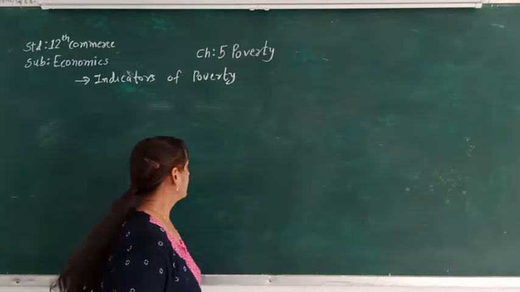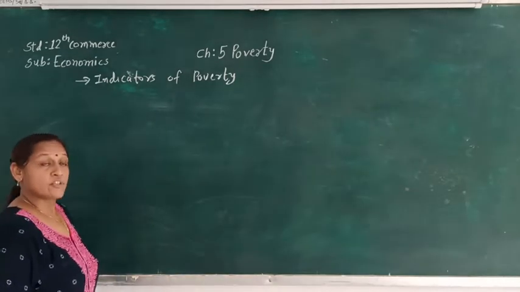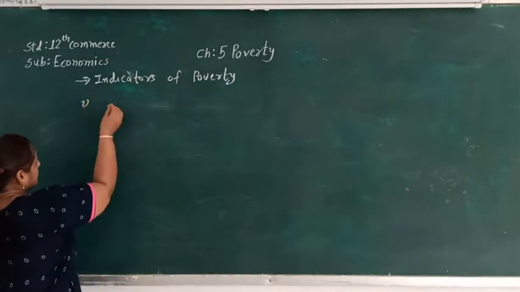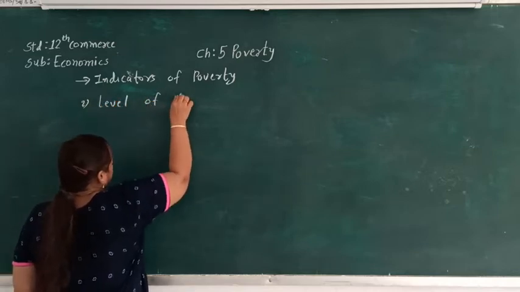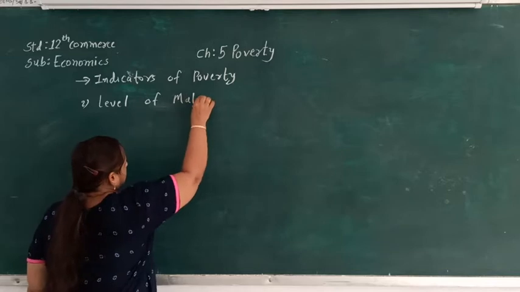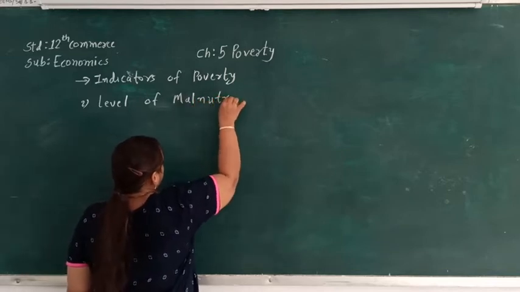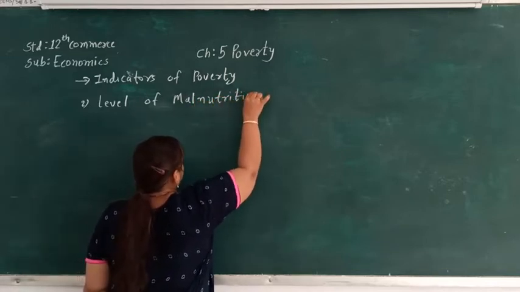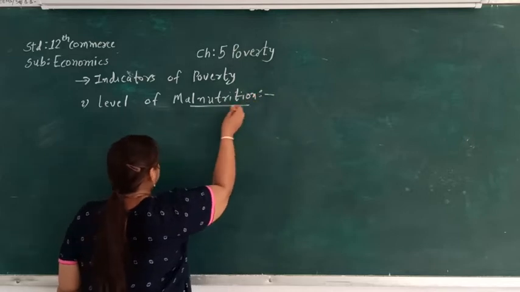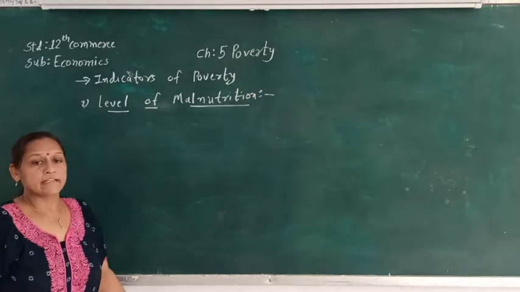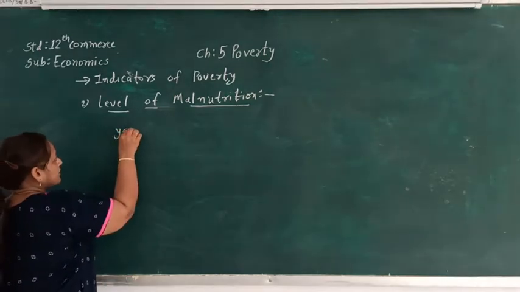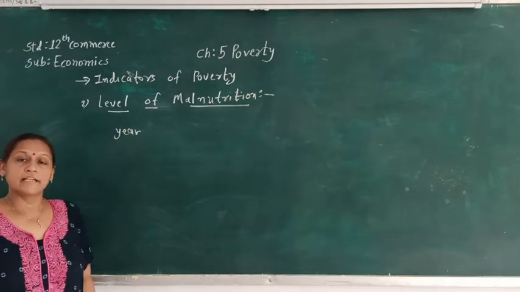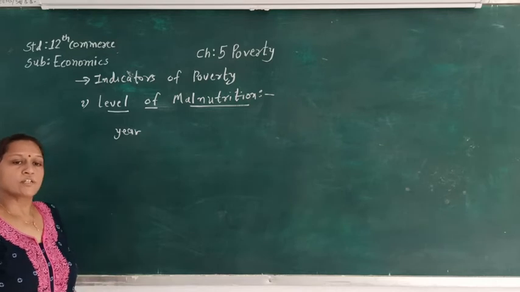Okay, let's see the level of malnutrition, the second indicator of poverty. In that, we can see the year and the total number of malnourished people.